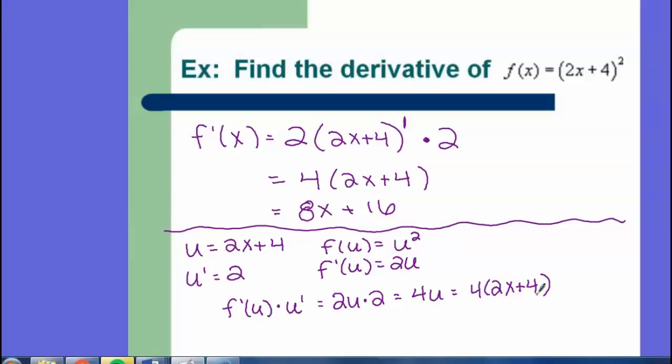As I said, if the u's work for you, then use the u's. And I don't mind doing the problem both ways. You have to pick what works for you.